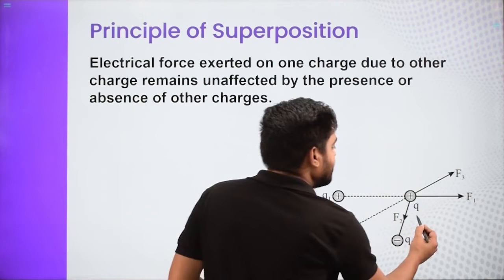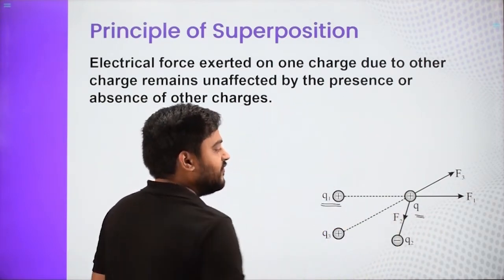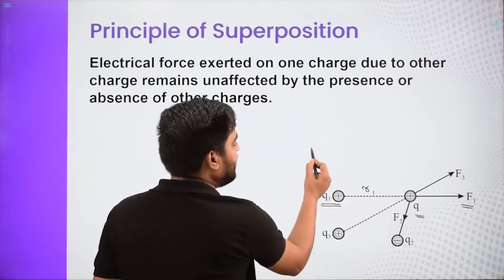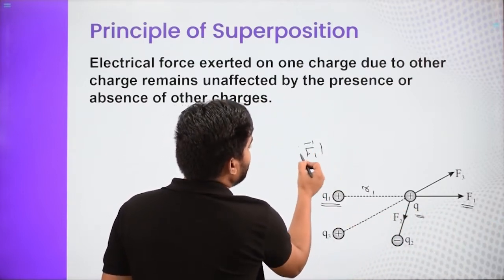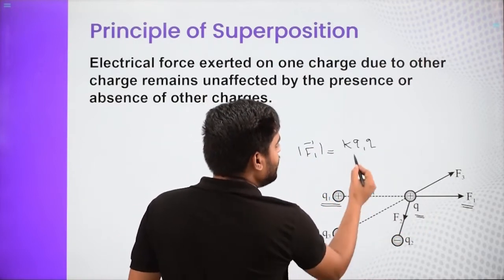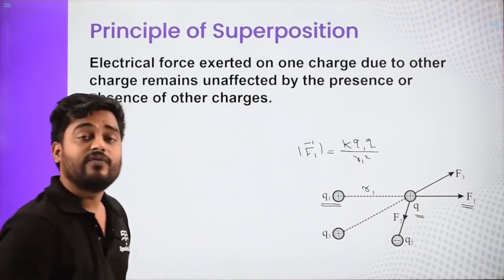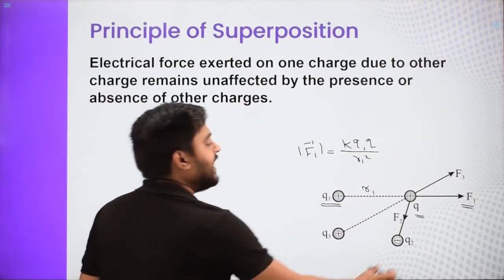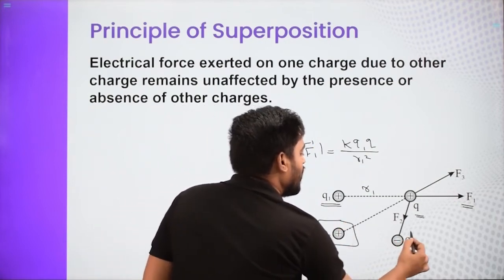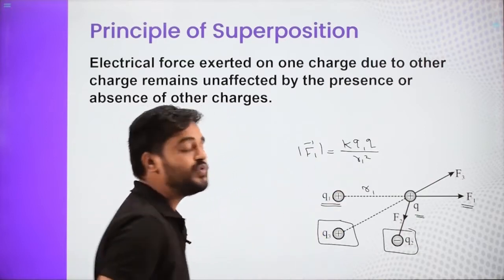So let us say this is the charge Q and the force due to charge 1 will be F1. If this distance is R1, then I can directly write the magnitude of F1 is nothing but K Q1 Q2, which is simply Q, divided by the distance square. I am just writing the magnitude, this is not the vector form. Now whether this Q3 or Q2 are present or absent, this force is not going to change.